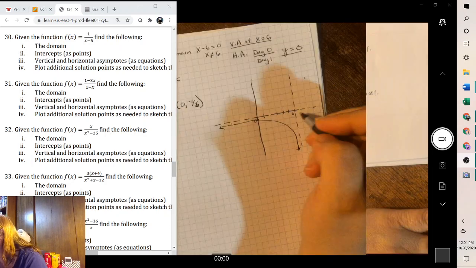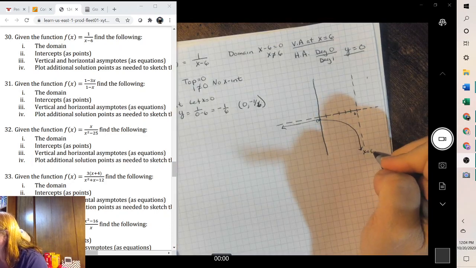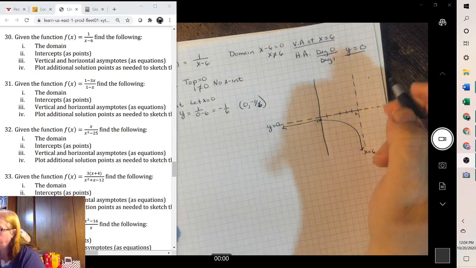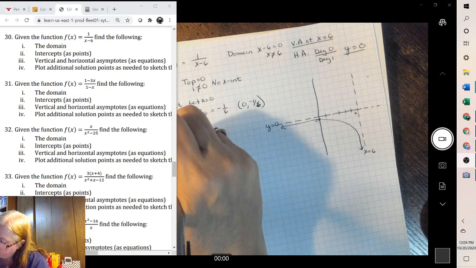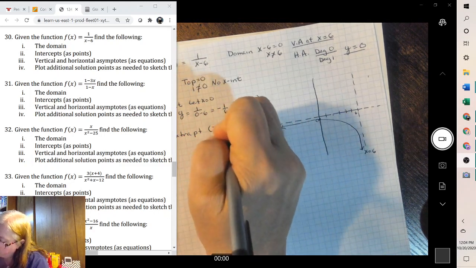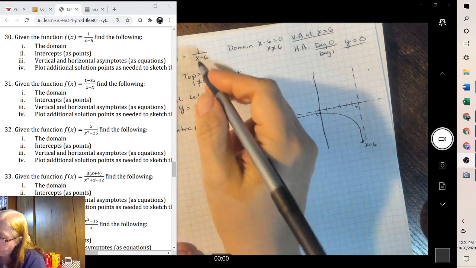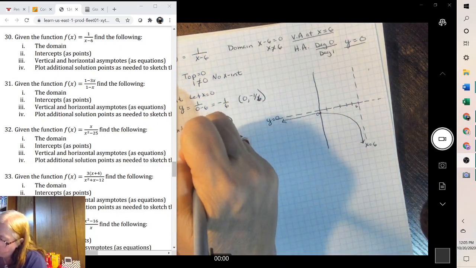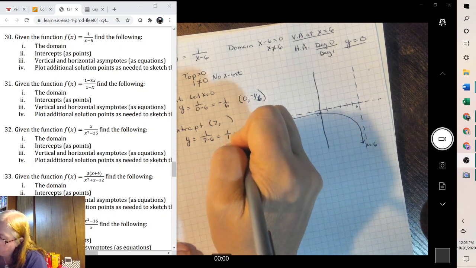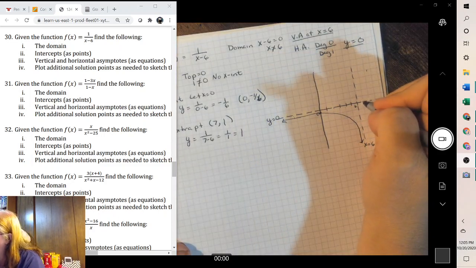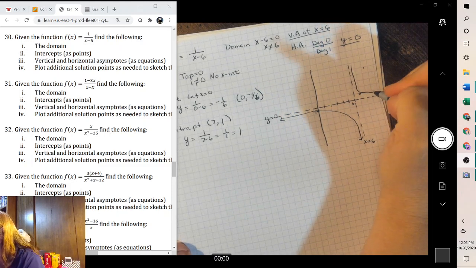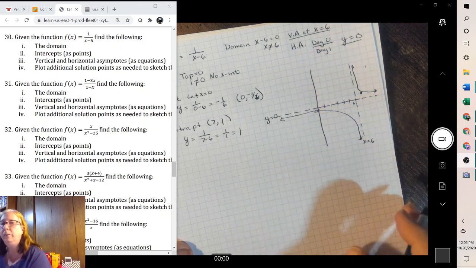This was 6, because that was at x equals 6, and this is at y equals 0. So plug in 7. So for our extra point, we plug 7 into the original equation. 1 over 7 minus 6 is 1 over 1, or 1. So we go over 7 and up 1, and here's our point right there. And there's our graph.